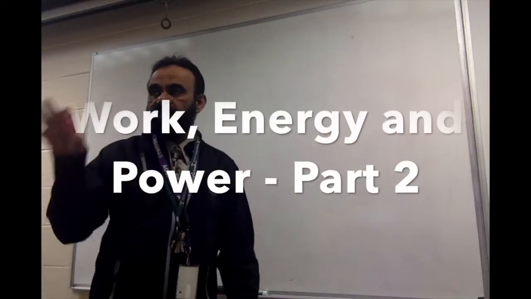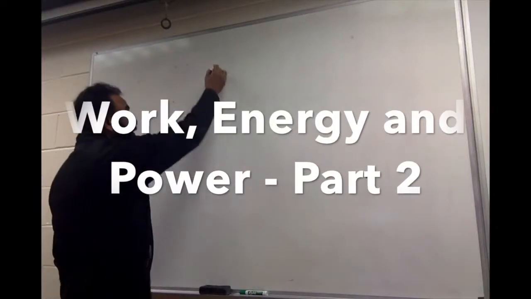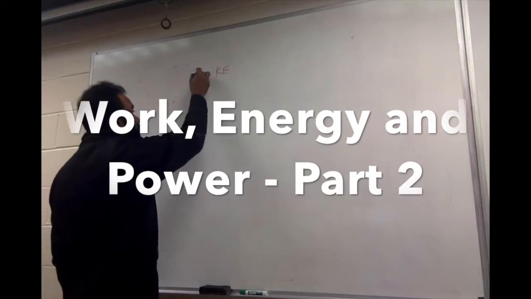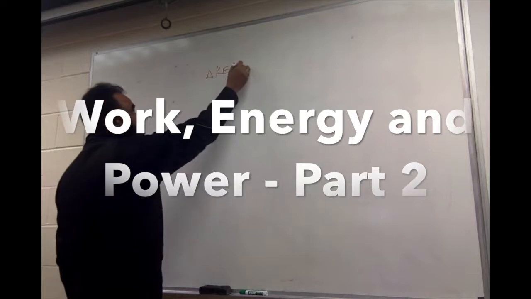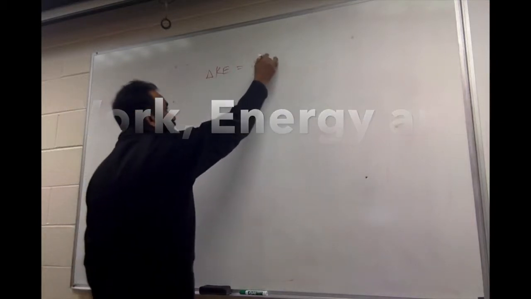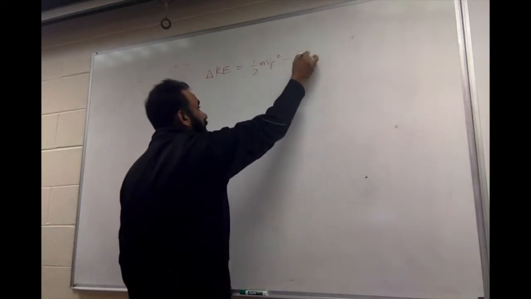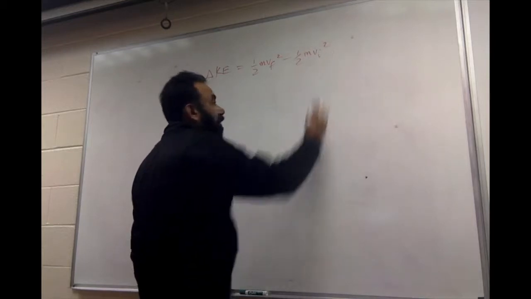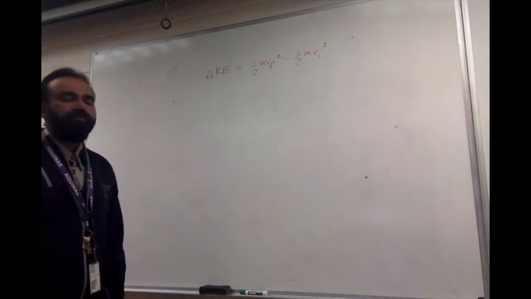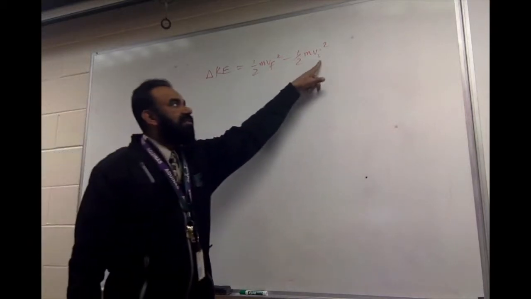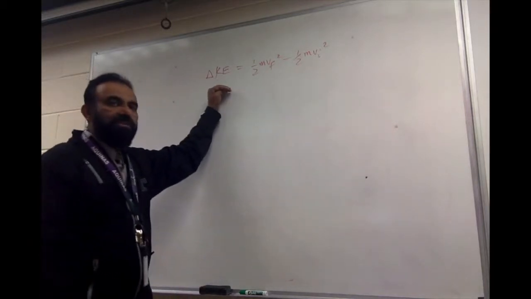Putting everything together that you have learned so far. Here it is, kinetic energy. The change in kinetic energy is half mvf squared minus half mvi squared. That's what you've done, right? The change in kinetic energy is this. Now, if it started with zero velocity, the change in kinetic energy is just going to be half mv squared.